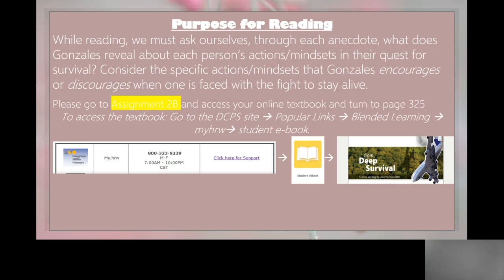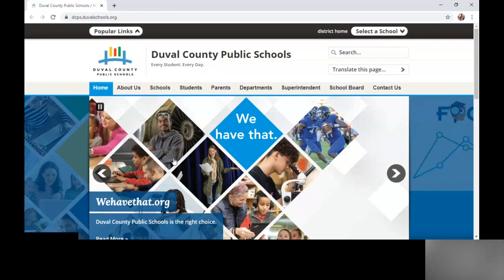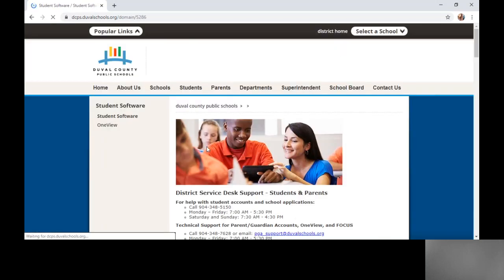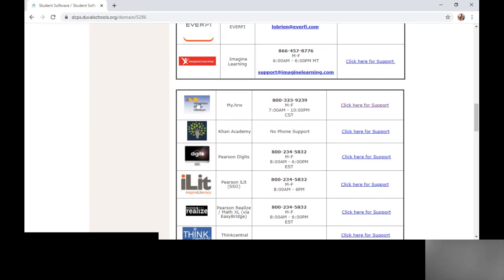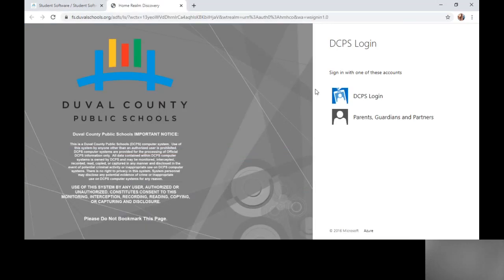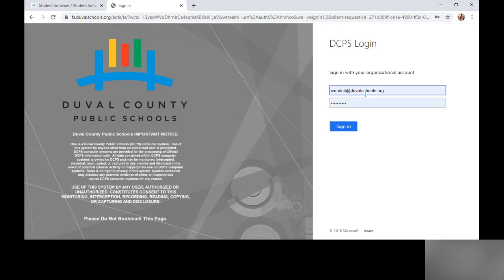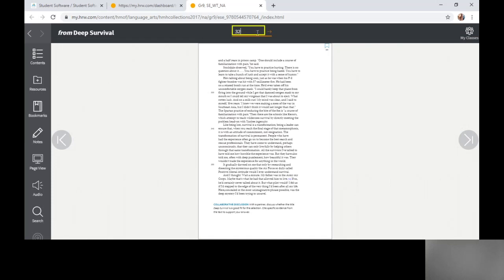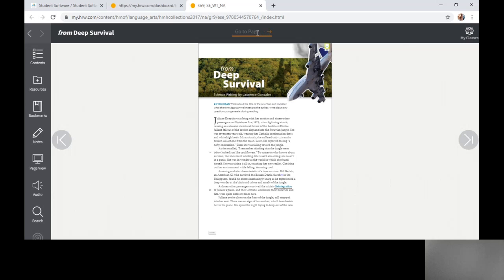Let's access the text. So you go to your Duval County Public Schools website, popular links, blended learning. My HRW, which is the textbook. Sign in. Student ebook. And you can either use your table of contents or you can just click at the top and go to page 325. And here's our text, Deep Survival.